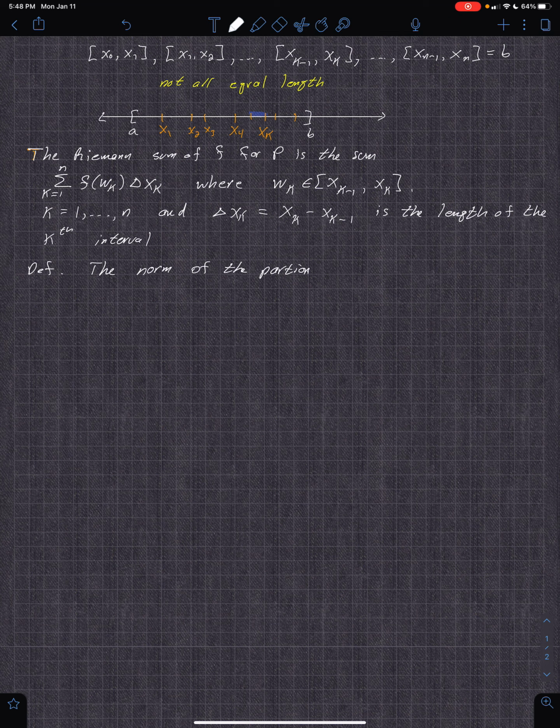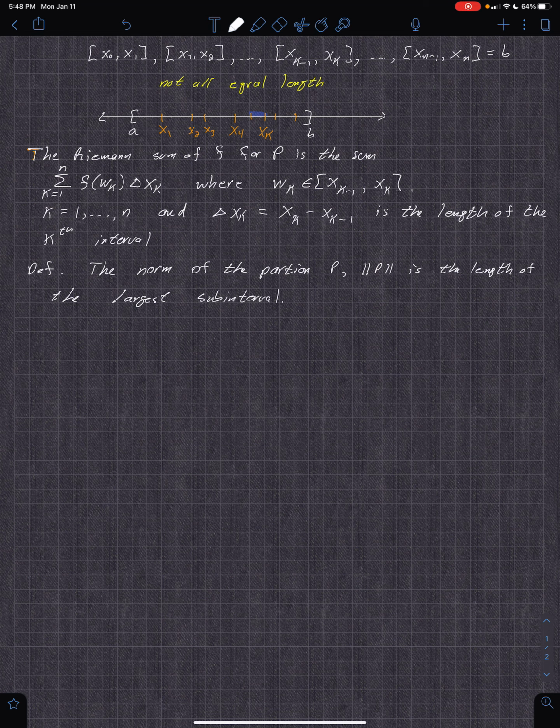Anyway, the norm of the partition P, denoted with the double bar like that, is the length of the largest subinterval.